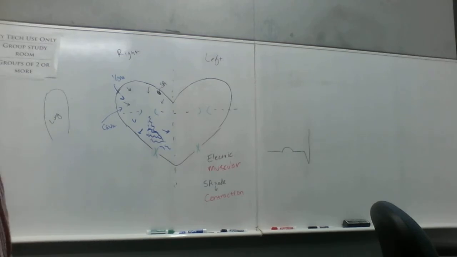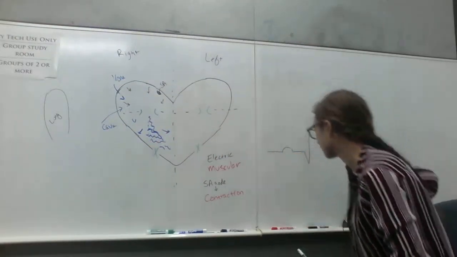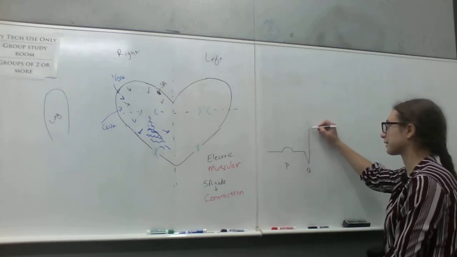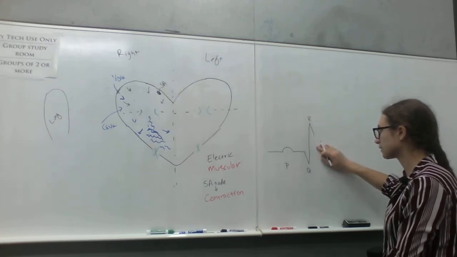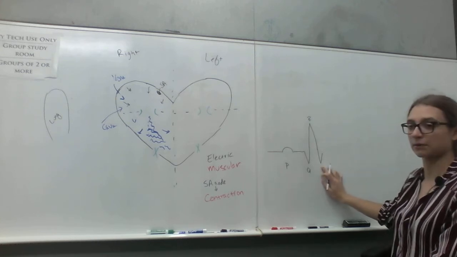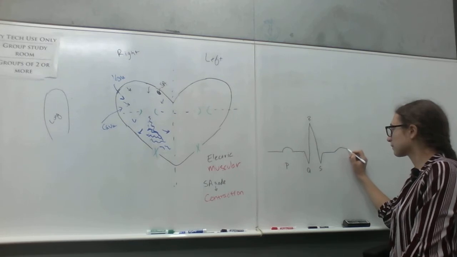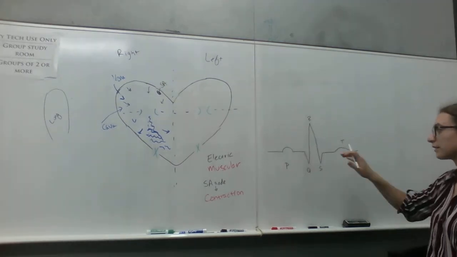Okay, so Q dips, R goes up. So this is known as your P, Q. R. S dips, doesn't it? Does S go down again? Yeah. And then T comes up. And there's your T. So the thing is, this is your PQRS wave.